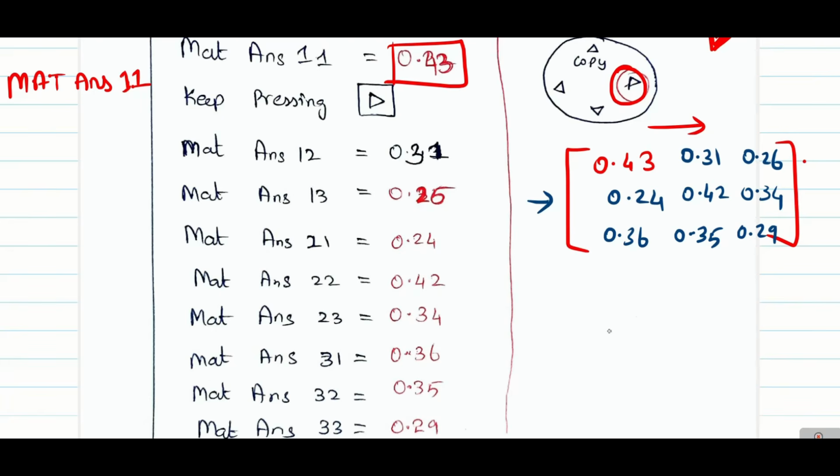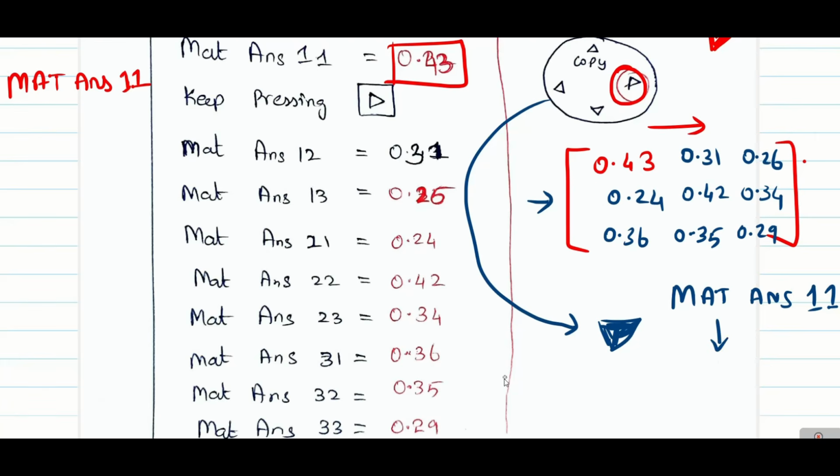So now suppose you are pressing the down button in the calculator instead of pressing the right one. What will happen? The first answer, mat answer 1 1, it will show. When you press the down button, the problem is it will start showing mat answer 2 1. It will jump into the next row. Okay, so don't get confused. Our mantra is always press the right button in the calculator, so that we'll get the row wise data and we can fill the P square matrix.